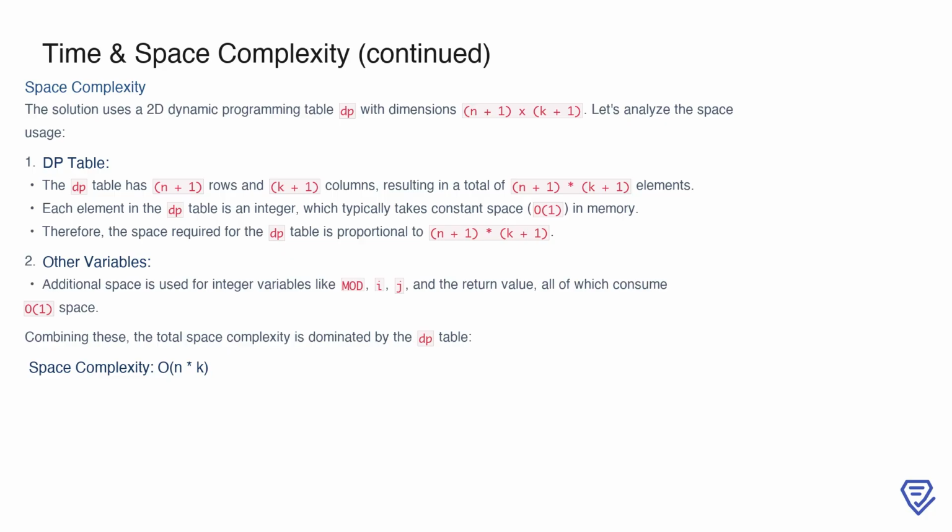Along with the DP table, we also use a few integer variables for tracking values like mod, i, j, and the return value, each of which requires O(1) space. When we combine these, the overall space complexity is dominated by the DP table, giving us a total space complexity of O(n*k). This makes the solution efficient in terms of memory as well as time.